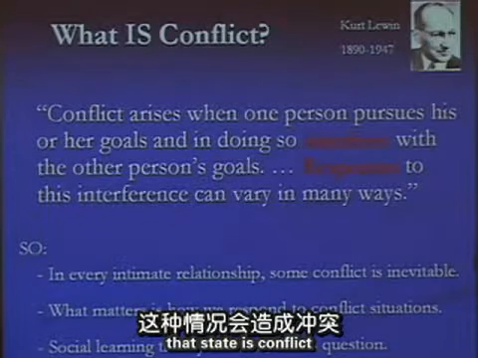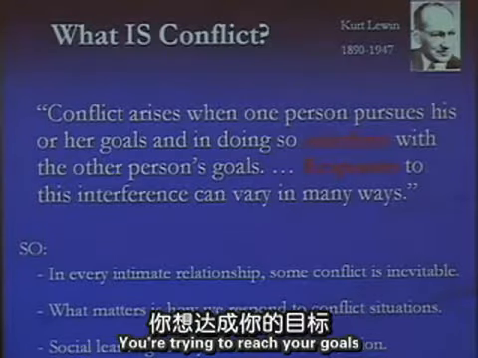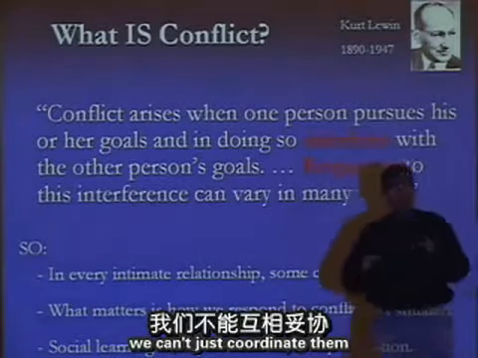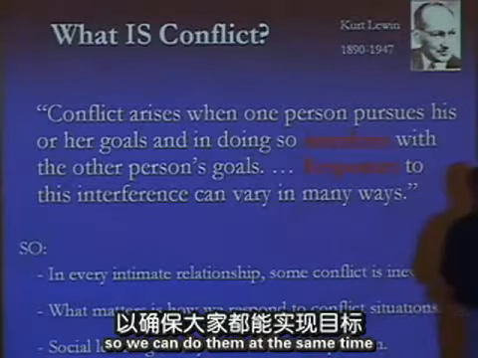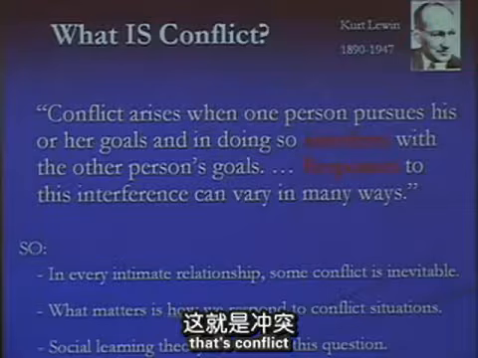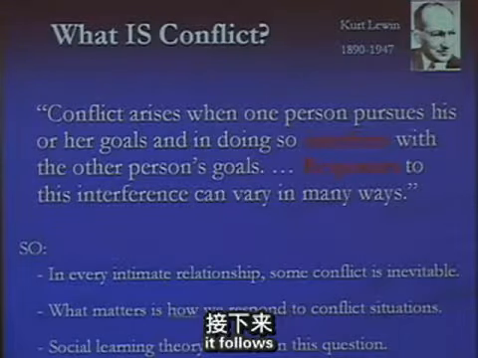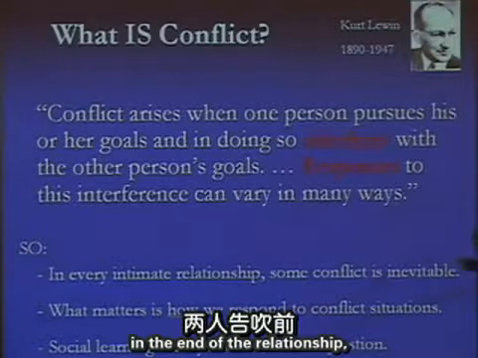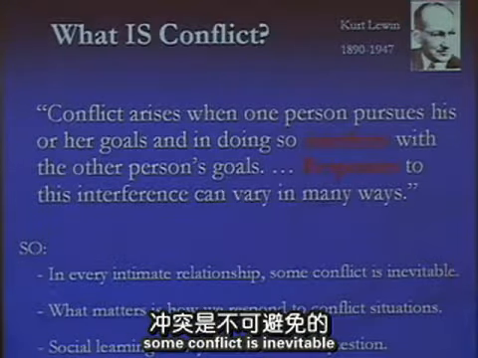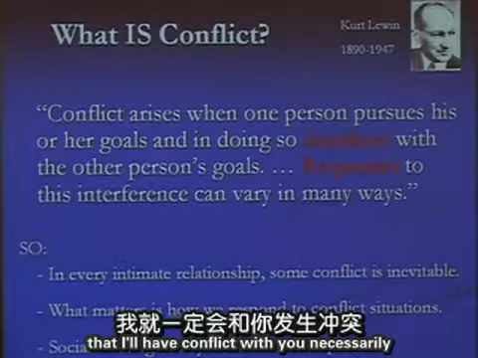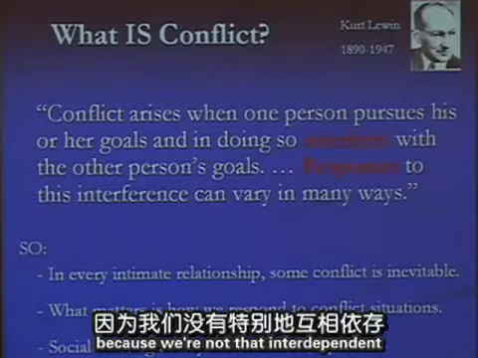That state is conflict. When you're trying to reach your goals, I'm trying to reach my goals, and we can't coordinate them so that we can both do them at the same time. That's conflict. And if that's conflict, it follows that in an intimate relationship, some conflict is inevitable. There is no guarantee that I will have conflict with you, necessarily. Because we're not that interdependent.